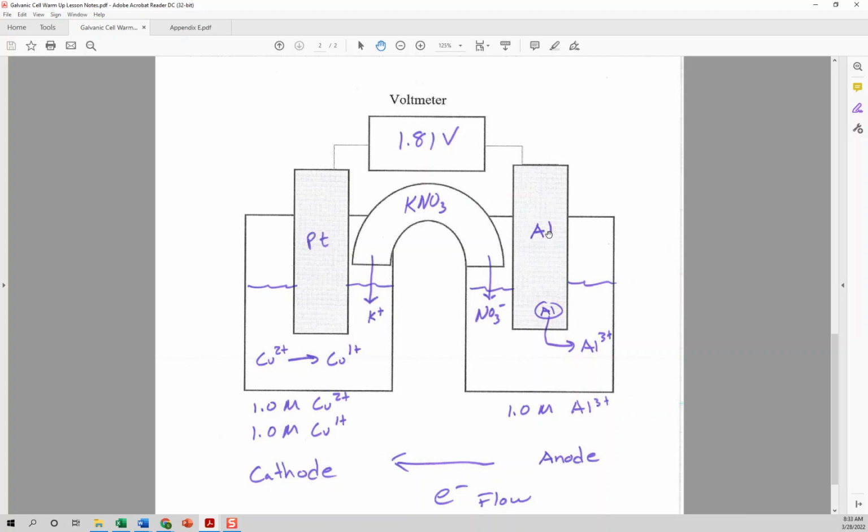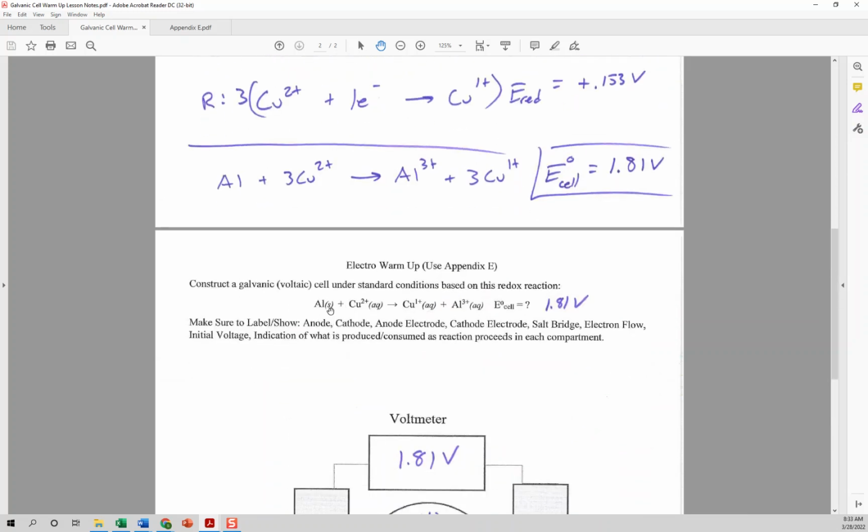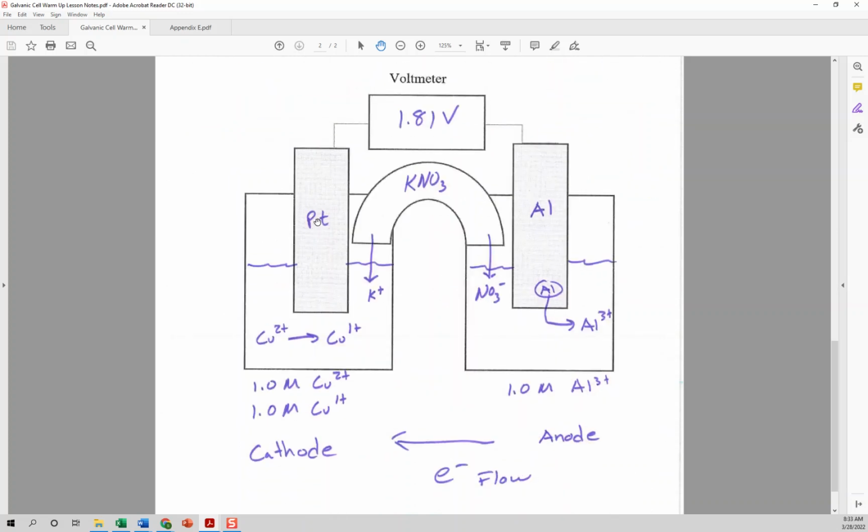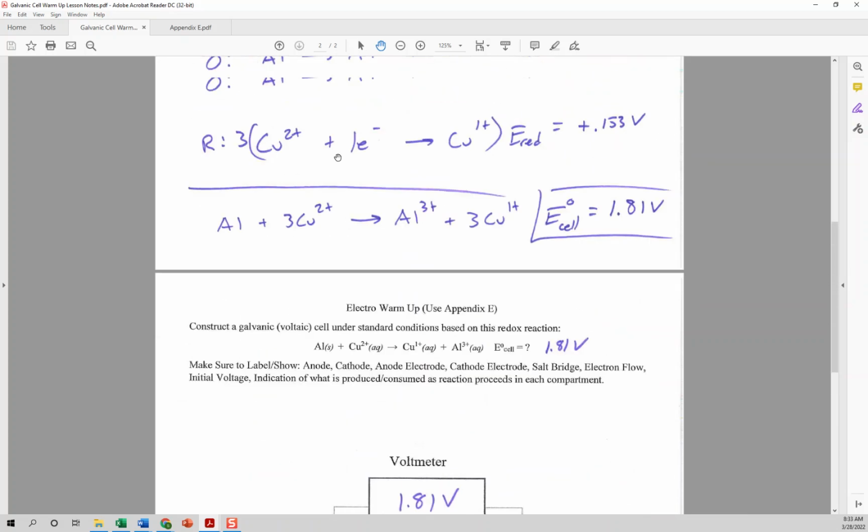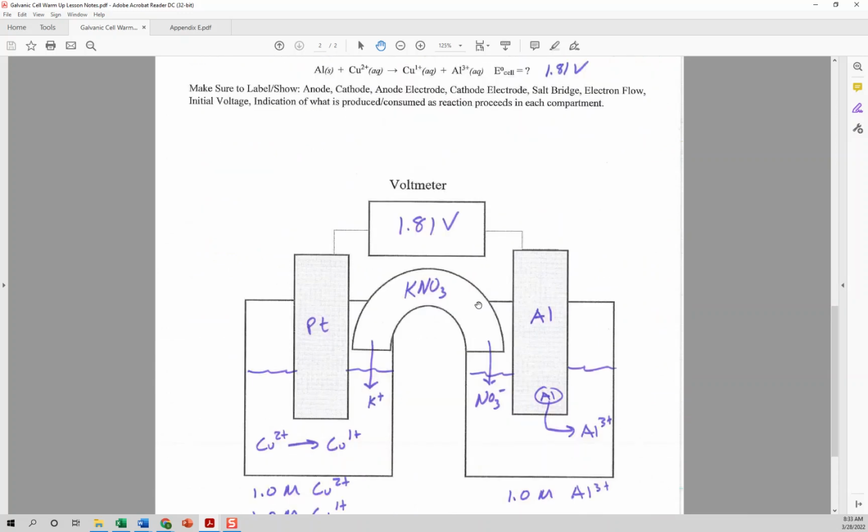So this one's aluminum because we did have solid aluminum in our overall reaction, right? But notice we didn't have any other solid metals. So our other electrode we're going to choose is platinum, all right? So in this, we would need 1 molar copper 2 plus to start with and 1 molar copper 1 plus. So we would need both of those at 1 molar in solution to start initially. So when we dip our electrodes into the solution, the electrons would flow from the anode to the cathode, all right? And this is what we would get on our voltmeter, and we know that based on the values we got from Appendix C, okay?